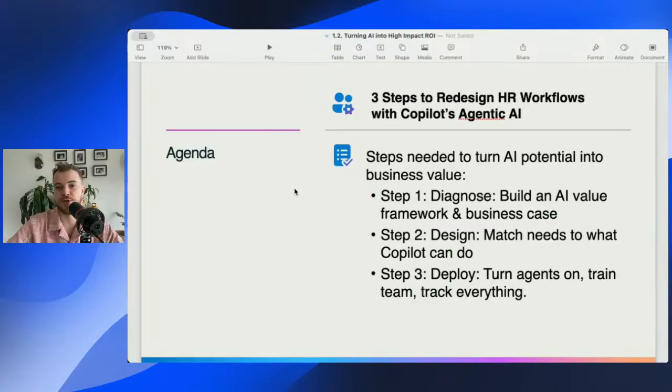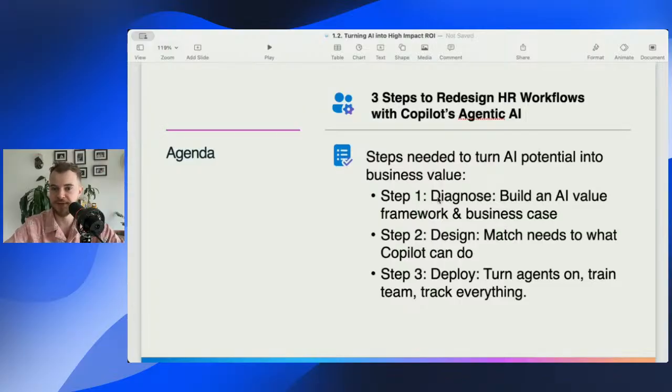So before you look into Copilot's AI agents, think about this. Firstly, diagnose. You need to build a value framework and a business case before you take any steps. What outcomes do you want AI to influence and improve? And they have to be tied to your KPIs, in the sense of time to hire or unfilled positions getting filled, cost per hire, retention, employee engagement, etc.